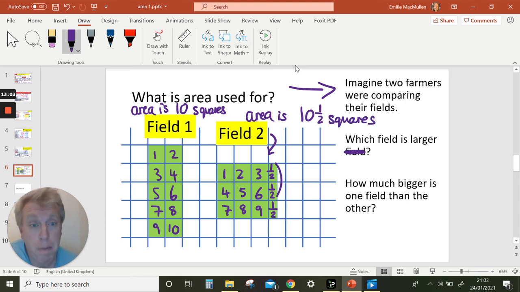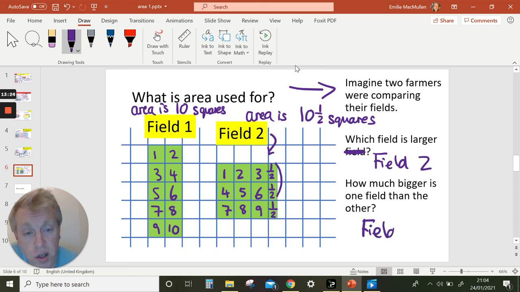So which field is bigger? Well, is it field 1 or field 2? Field 2, because the area is 10 and a half squares. How much bigger is one field than the other? Well, 10 squares, 10 and a half squares. Field 2 is half a square. Whoops, running out of space. Bigger.